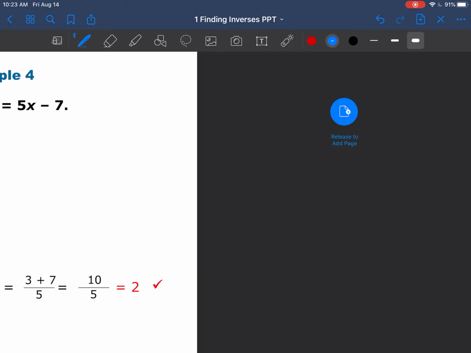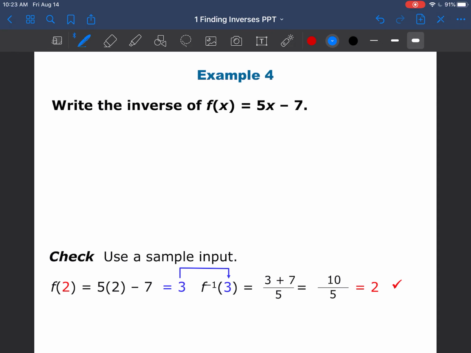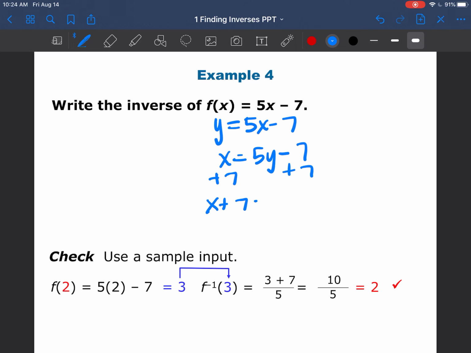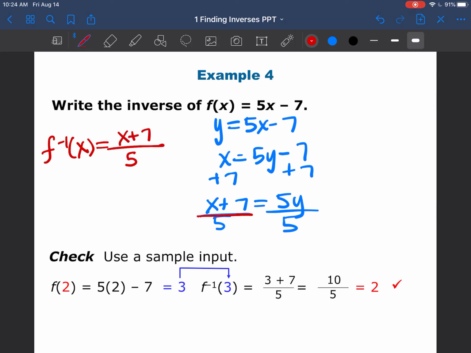Okay. Last example. We have to add 7 first, and then divide everything by 5. And so for our final answer, there's different ways to write this once again. You could write it as x plus 7 all over 5, because that division by 5 was our last step.